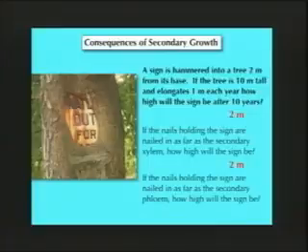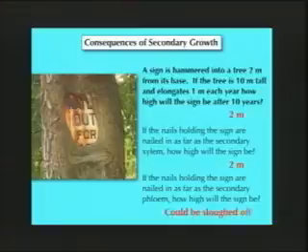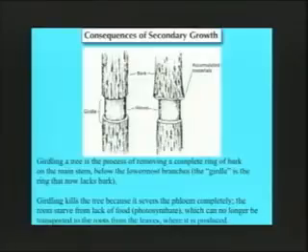But if the nails holding the sign are nailed in only as far as the secondary phloem, how high will the sign be after 10 years? Right. It could be sloughed off because the bark is constantly being sloughed off. And remember, the bark is everything to the outside of the vascular cambium. All right, so there's another set of consequences of secondary growth that are important for understanding woody plants.